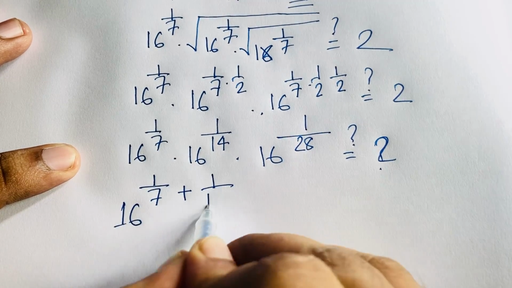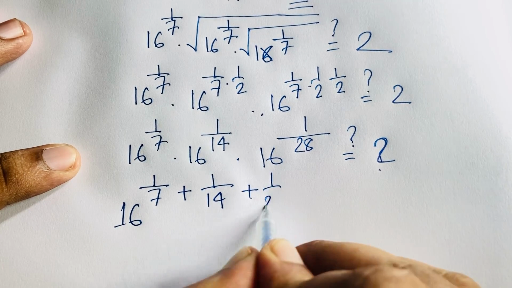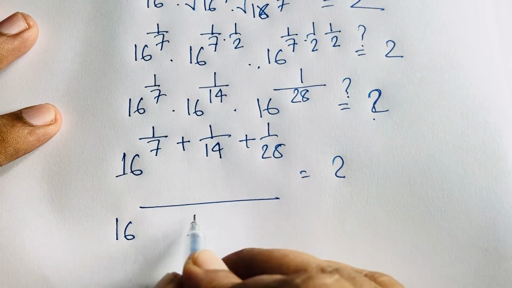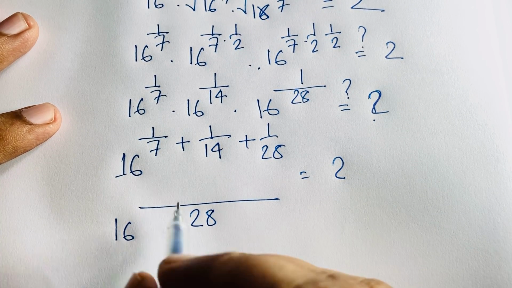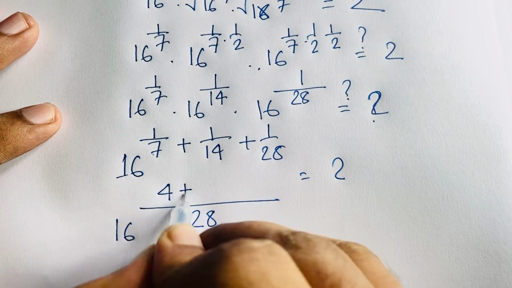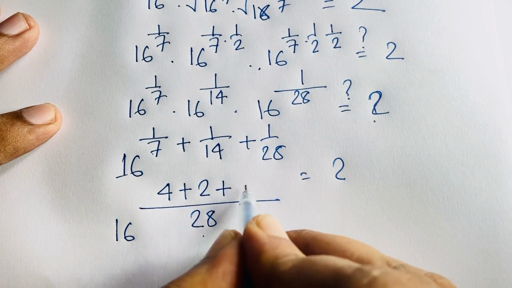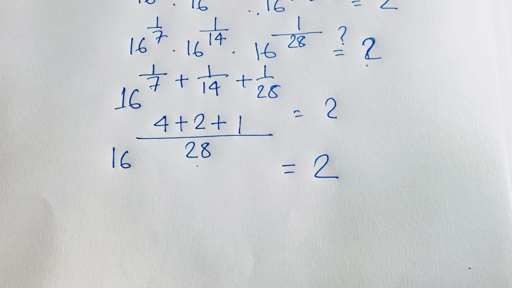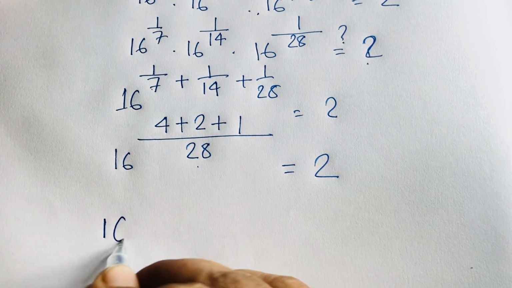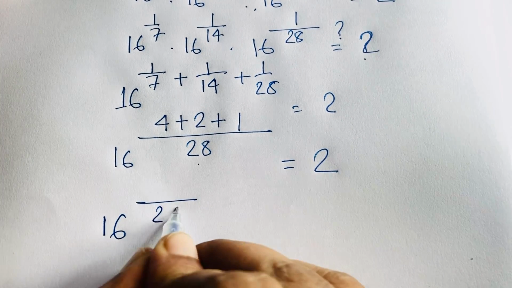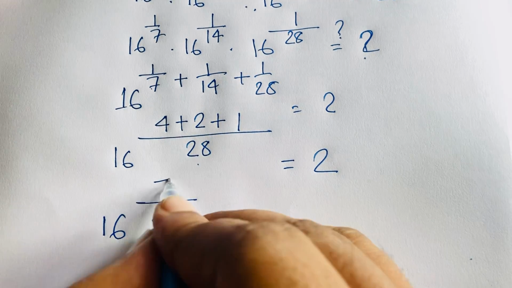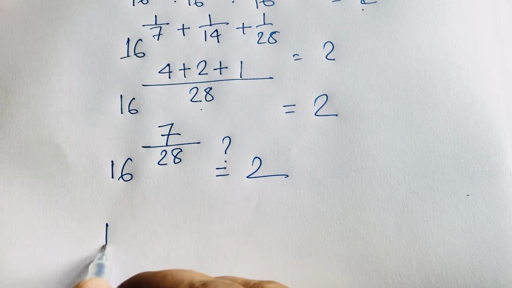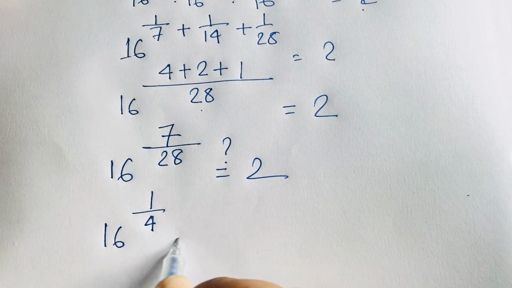Now the base is the same, so I add all the exponents: 1 over 7 plus 1 over 14 plus 1 over 28 is equal to 2. Then it will be 16 to the power over 28, the least common denominator. 28 divided by 7 is 4, plus 28 divided by 14 is 2, and 28 divided by 28 is 1. So 4 plus 2 plus 1 is 7, giving 16 to the power 7 over 28, and it will be 16 to the power 1 over 4 is equal to 2.